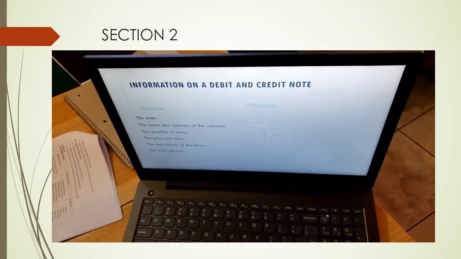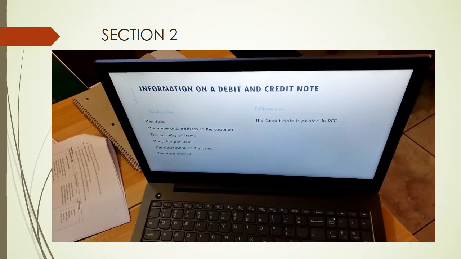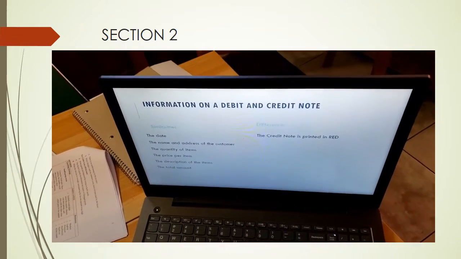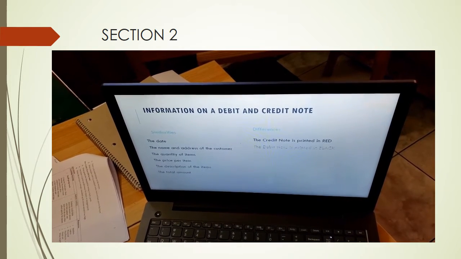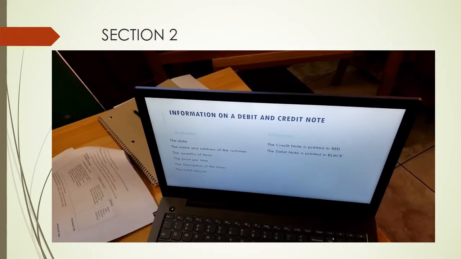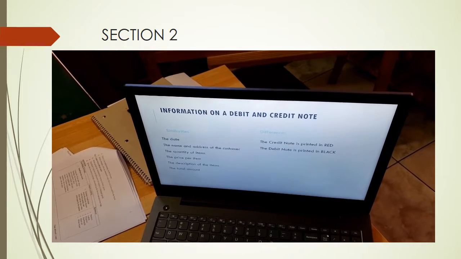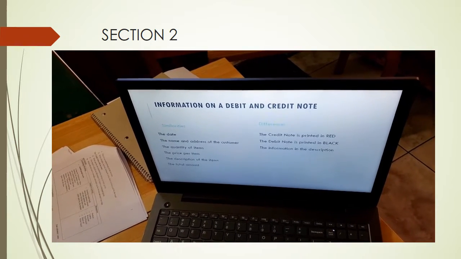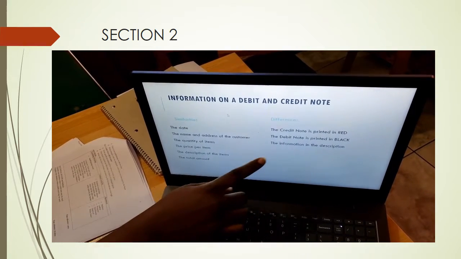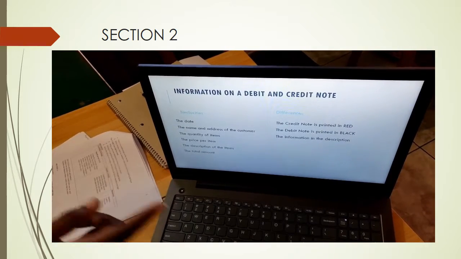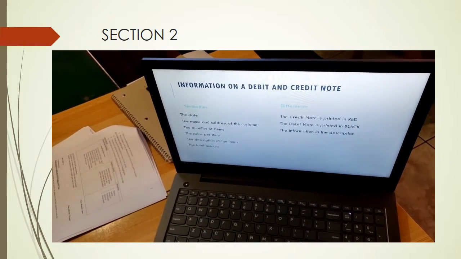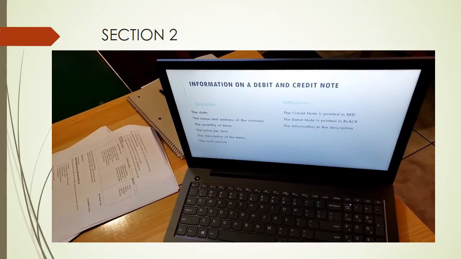Yes? Alright. So the differences, and we saw group 2 came up with it. That is correct. The credit note is printed in red, right? And the debit note is printed in black. Another difference is the information in the description. Although they both have description of items, they would have a different description, because one is a debit note and one is a credit note, so they'll have a different description of the information contained in it. Okay, right?